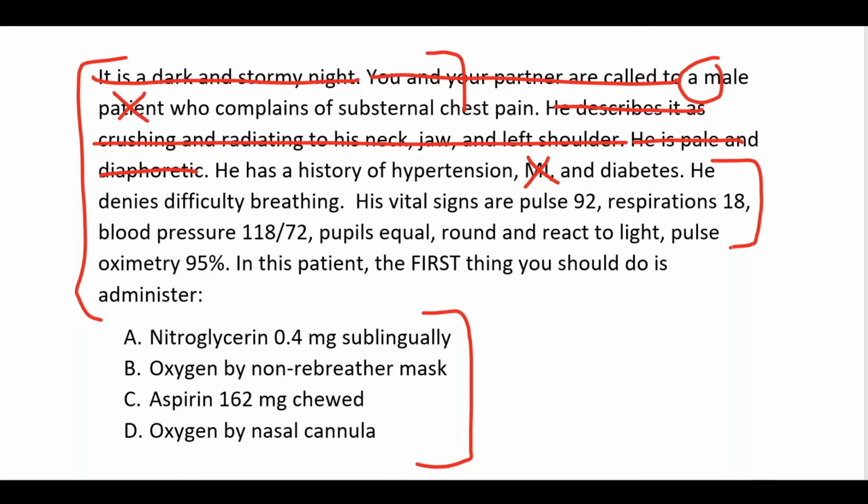In this patient, the first thing you should do is, all right? So first of all, the National Registry is always going to ask you what you should do. It'll never ask you what you would do, right? Because if it said, what would you do? Anything you say would be correct, right? But you don't see capital letters, right? And of course it's in this patient. We're not talking about another patient. So ultimately, what do we have? You should. Well, now we've given all this information, and basically they're looking at what should you administer, right?